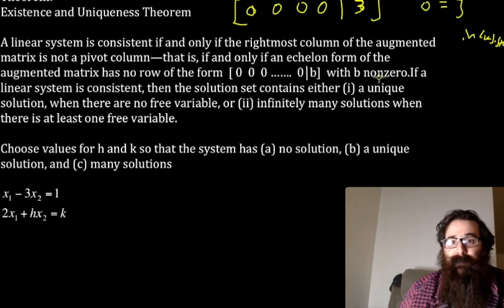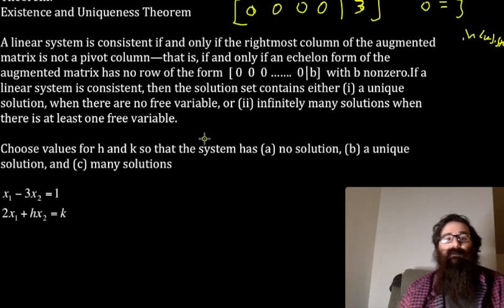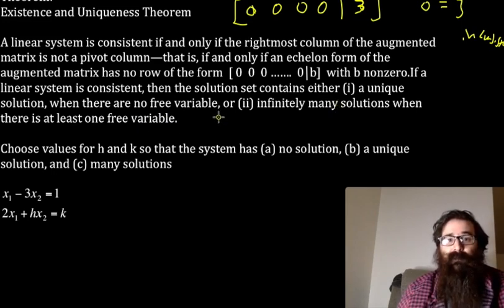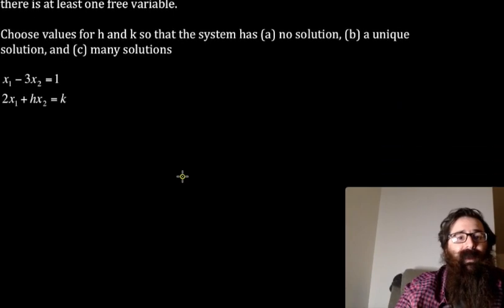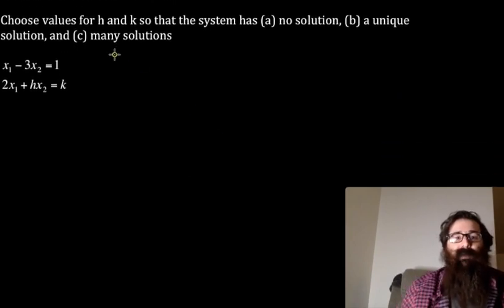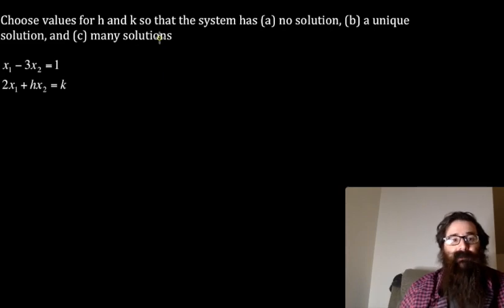So we're really saying with b non-zero, if a linear system is consistent, then the solution set either has a unique solution when there is no free variable, or infinitely many solutions when we have at least one free variable, like we've been talking about today. Now I want to go through the system that I have. I want to choose values for h and k, where those are just numbers, so that the system has no solution, a unique solution, or many solutions.